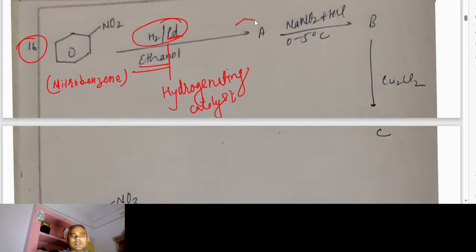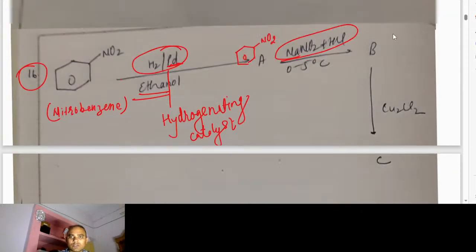So what will be the A, student? This A will be called the NO2. Now here is the diazotization, means Sandmeyer reaction, student. So what will be the B, student? That will convert into the aniline, right?